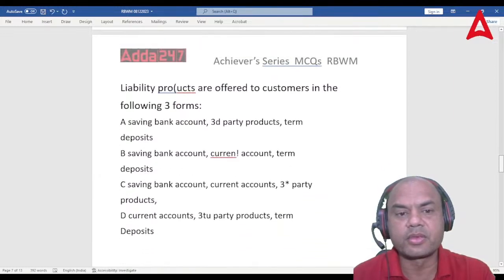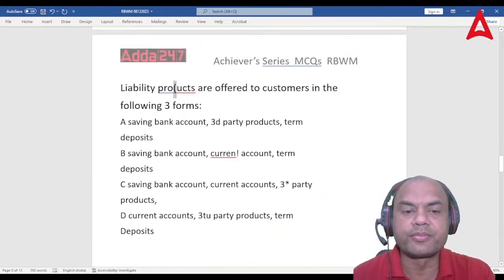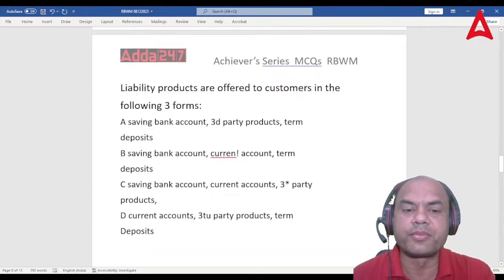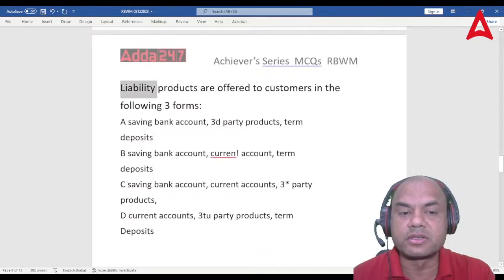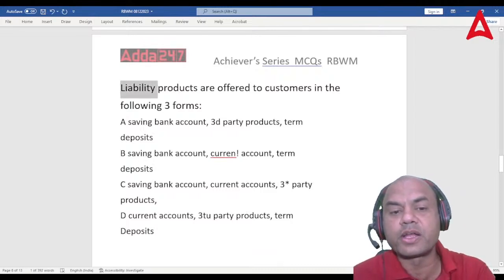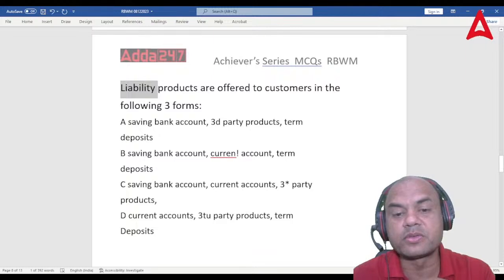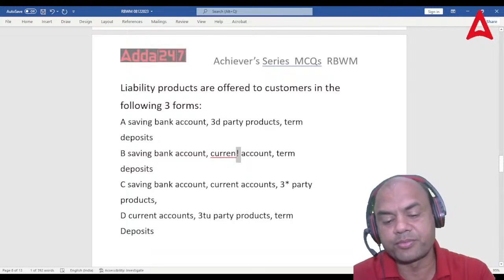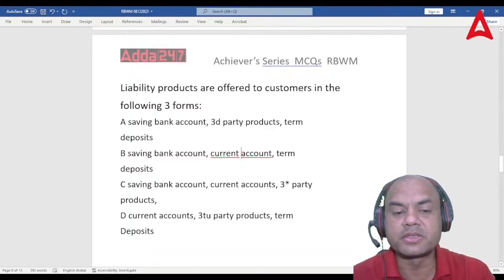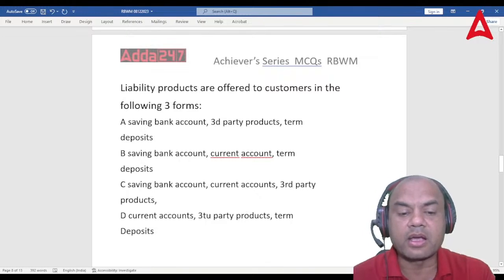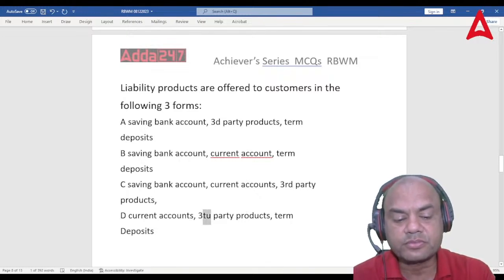Next one. Liability products offered to the customers in the following three forms. So liability means what? Deposit. Okay, deposit products. So deposits are offered in what form? Savings account, third party products like insurance, mutual fund, term deposits. Second is savings account, current account, and term deposit. Savings account, current account, third party product. Okay, third party products. And current account, third party products, and term deposits.